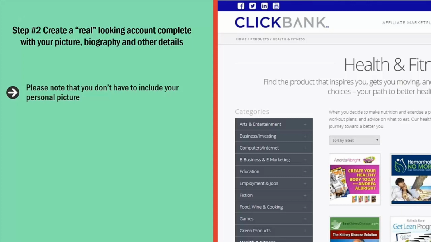Step number 2, create a real-looking account complete with your picture, biography, and other details. Please note that you don't have to include your personal picture. You can just use a picture that is related to your niche. The point is that your forum account must look real. This means that when people look at your profile, they would see a picture and a short biography. Make it look real. Do whatever you need to do to make it look real.